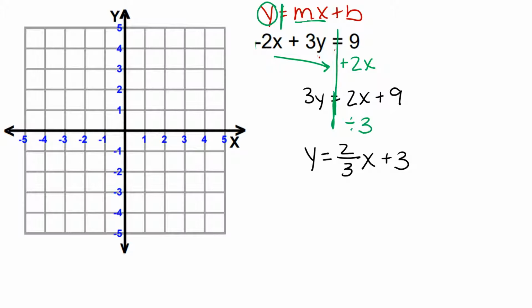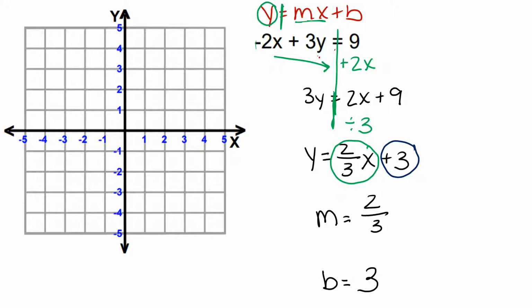Now our equation is in y equals mx plus b form. We have the m and the x side by side. We have the plus 3, and the y equals all by itself. Now we can identify our m equals for our mx is 2/3, and our b value is a positive 3.